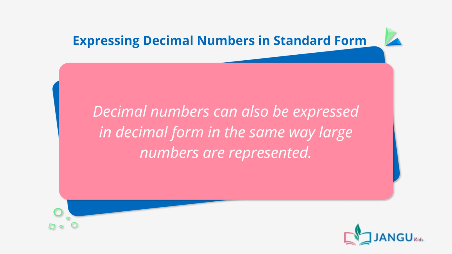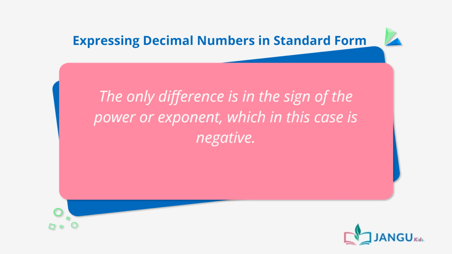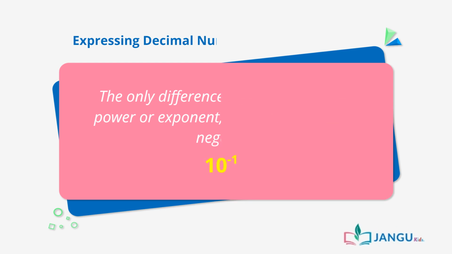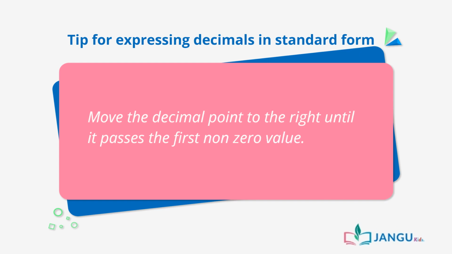Great! Decimal numbers can also be expressed in standard form in the same way large numbers are represented. The only difference is in the sign of the power or the exponent, which in this case is negative. The general rule to follow when expressing decimals in standard form is to move the decimal point to the right until it passes the first non-zero value. Now let's see some examples of this.